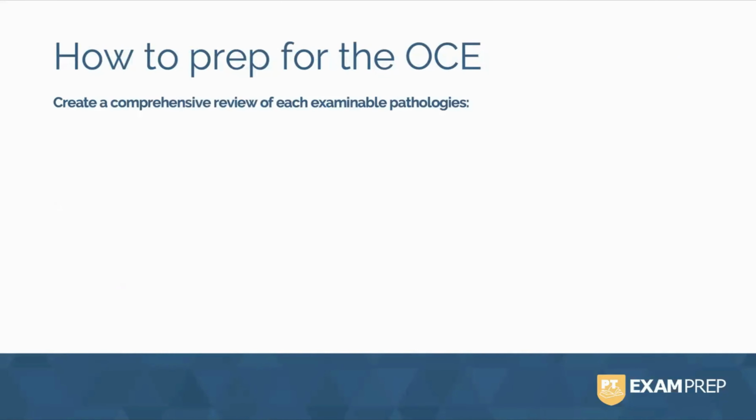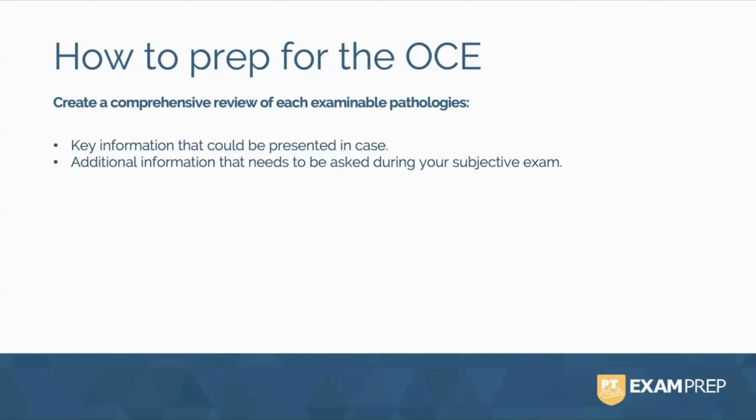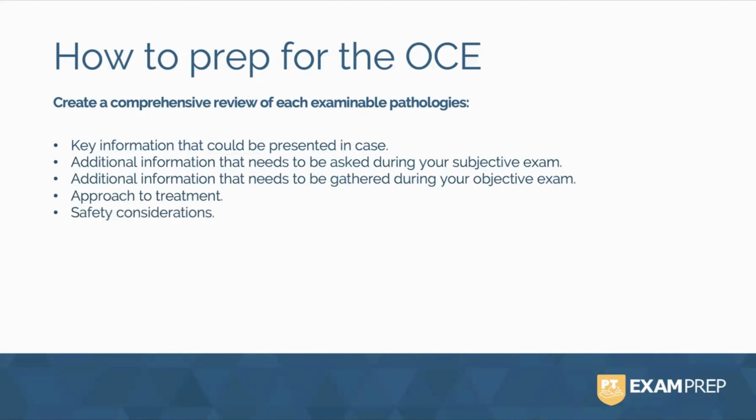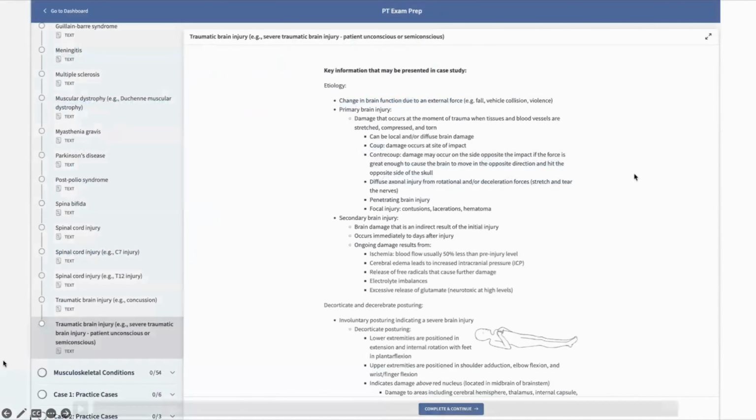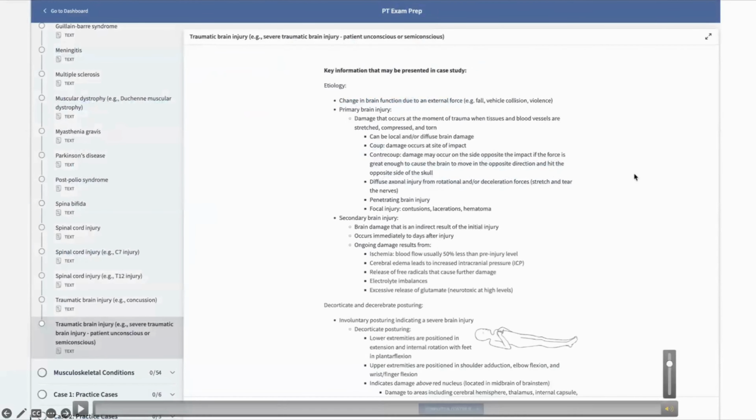We create a comprehensive review for all the pathologies. You will get key information that could be presented in the case. I'm going to make this make sense, I promise. Stick with me. You'll get additional information, any information that could be gathered in the objective, approach to treatment, and safety considerations. Okay, so I'm going to show you an example here.